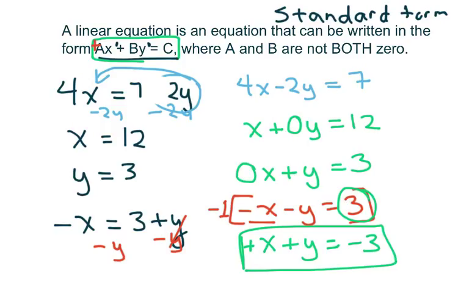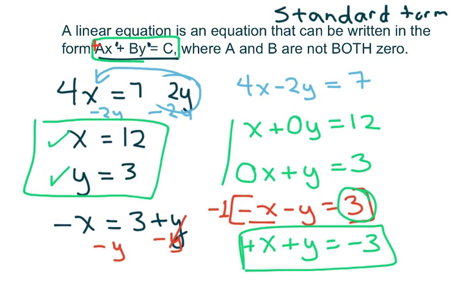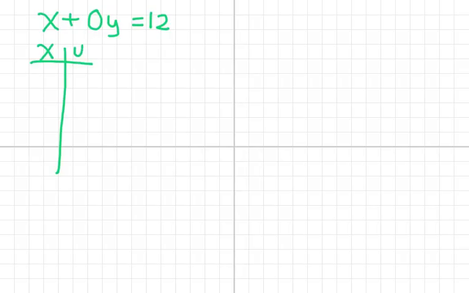Okay, we're going to graph some equations. The first two we're going to graph are these two. These are important equations, and I want you to know how to graph. So we're going to look at it like this. All right, so we're going to put over here x plus 0y equals 12. And I only need 2 points to make a line.